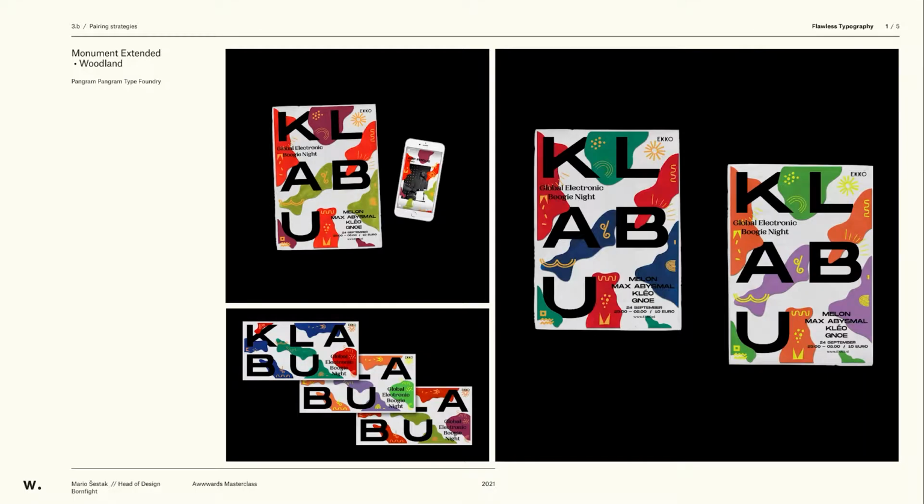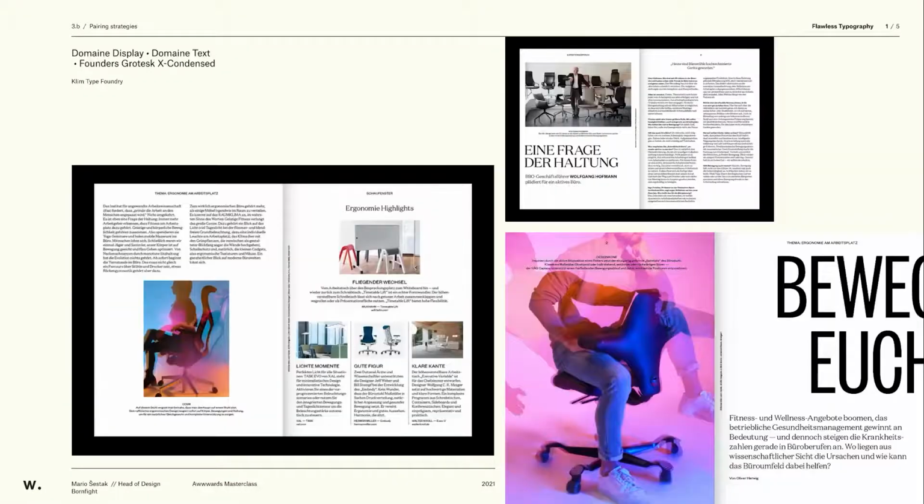Here we have Monument Extended and Woodland from Penguin Program Type Foundry working together on a project. Mixo Navarra from Velveteen Type Foundry. There's a particular aesthetic seen in their work. And the Klim Type Foundry example, where we have Domain Display, Domain Text, Founders Grotesque working together.